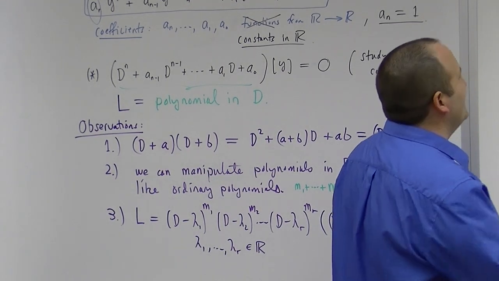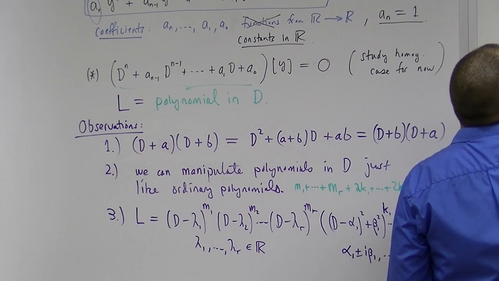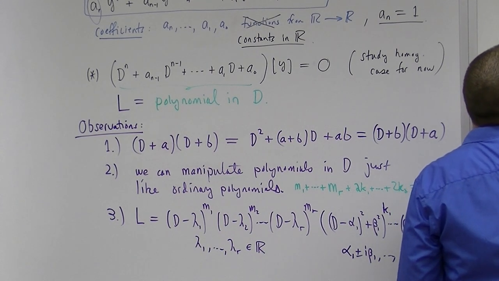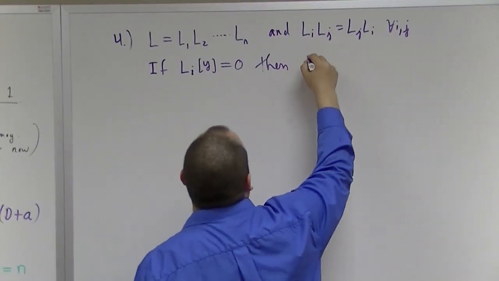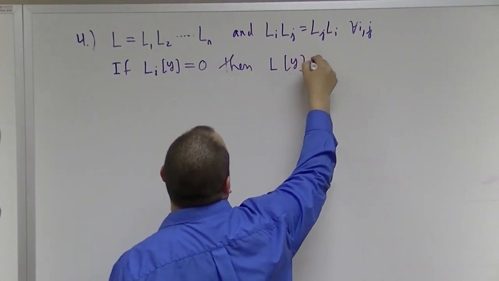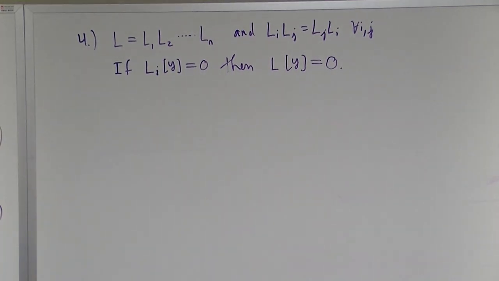And there's something really cool that happens. If L I of y is equal to zero, then L of y is equal to zero. Why is that true? The proof is not that complicated.